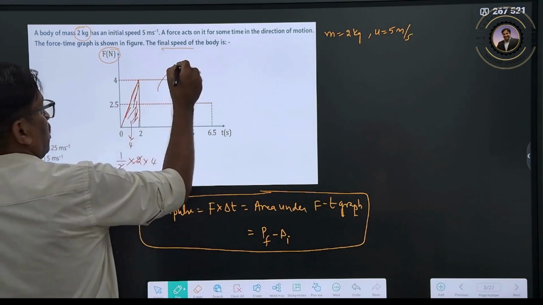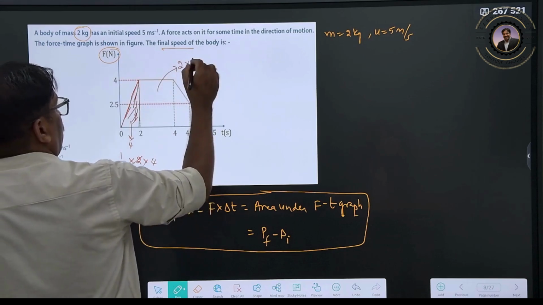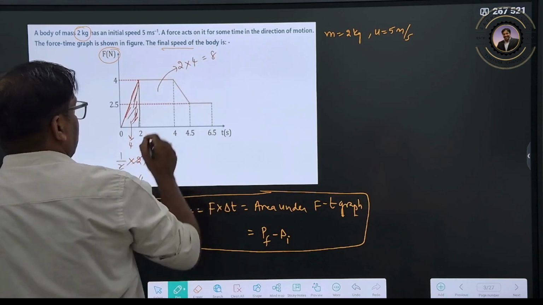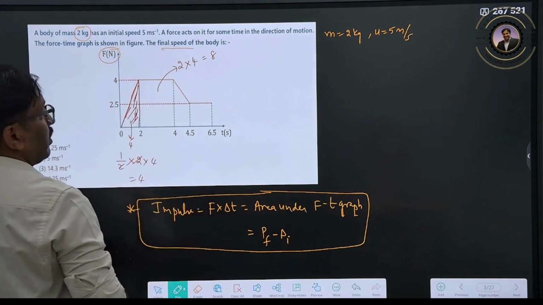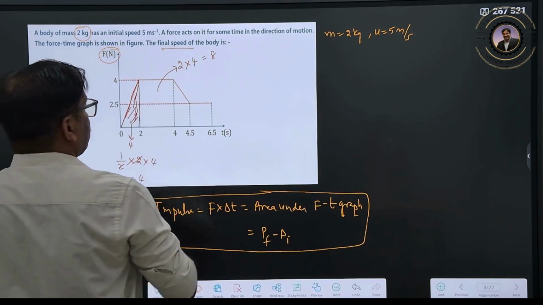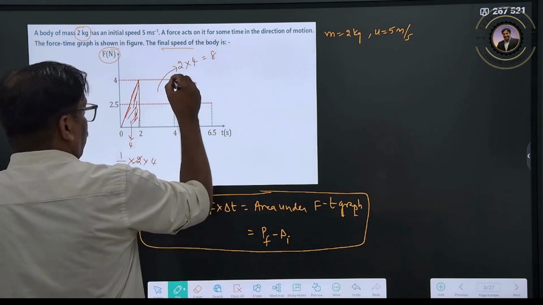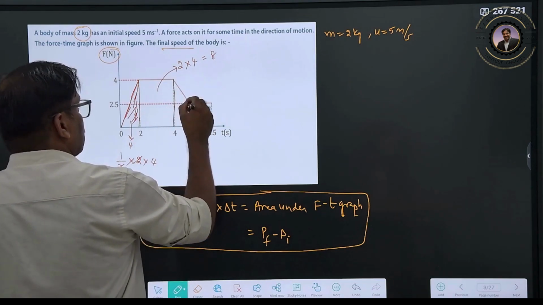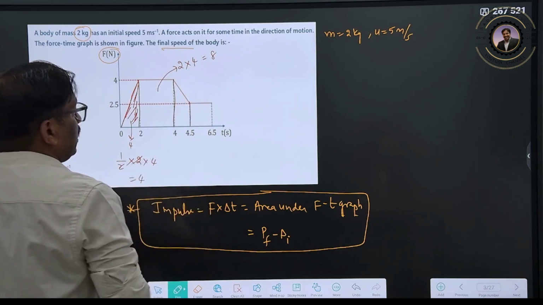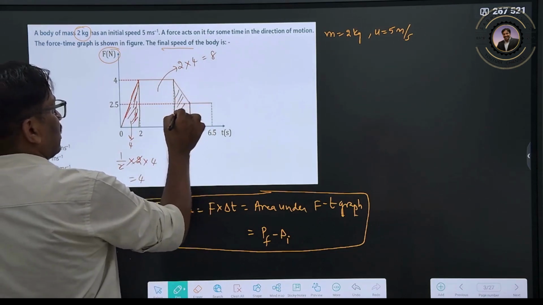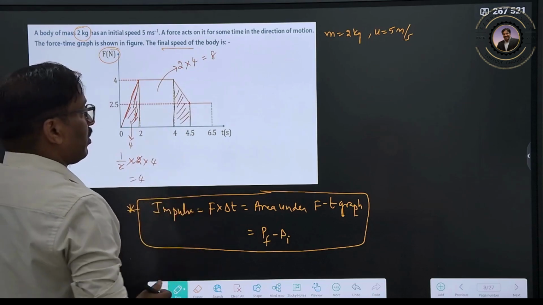4 minus 2 is nothing but 2, into this height 4, that is nothing but 8. So this area is nothing but 8, right? And this remaining part looks like a trapezium. So we'll try to use all the different formulas.